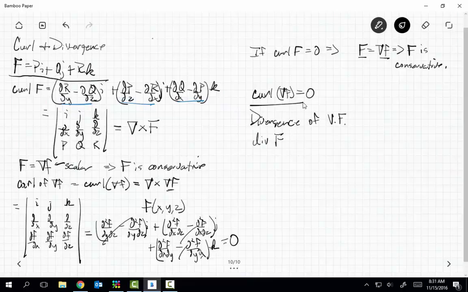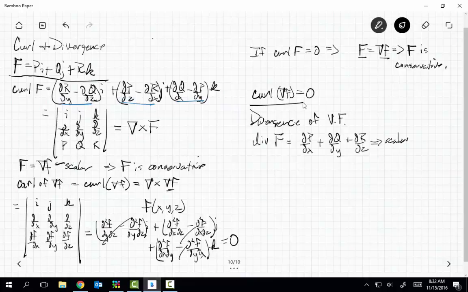Now, what divergence does is it takes a vector field, and if you look at the notation, it's the partial of P with respect to x plus the partial of Q with respect to y plus the partial of R with respect to z. What is this? Notice there are no i's, j's, and k's. So this is a scalar. Now, what exactly is that scalar?